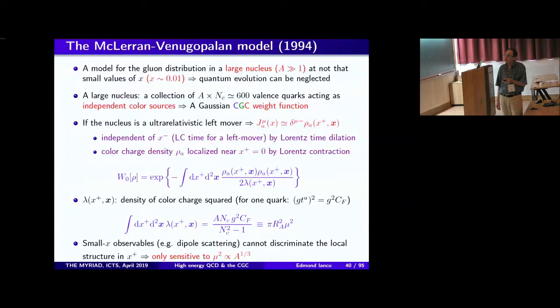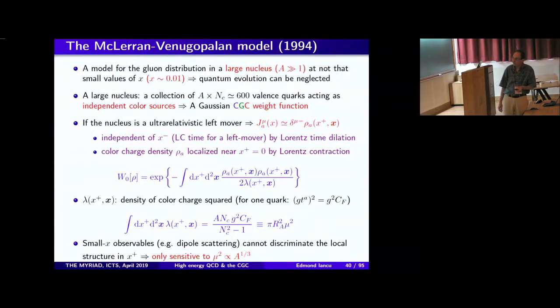And the fact that there are many allows us to describe these many color-valued, SU(N) group-valued sources by a classical color charge distribution, rho^a, which is the argument of this Gaussian. So in this model, the color glass weight function is simply a Gaussian. Rho^a is the color charge density in three dimensions of the valence quarks. Lambda is a two-point function of this color charge density. It's a Gaussian, so lambda is a two-point function.